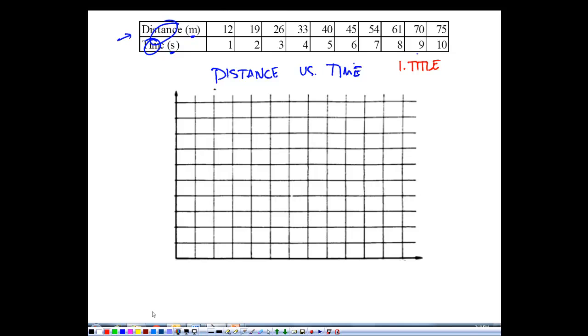The next thing that we need to do is label our axes. So for us, the x-axis we're going to put down as time, measured in seconds. So we're going to take the title for this column and label an axis with it. For this one, we're going to label it distance, and it's going to be in meters. So again, we're going to take the title of each column and make that our axes label. I'll write that down too.